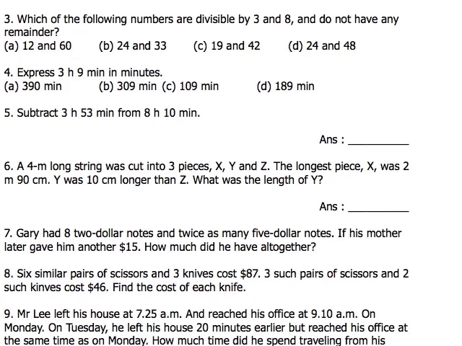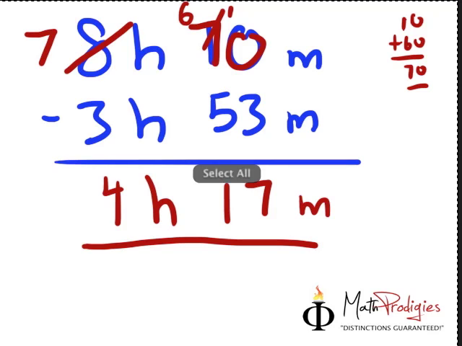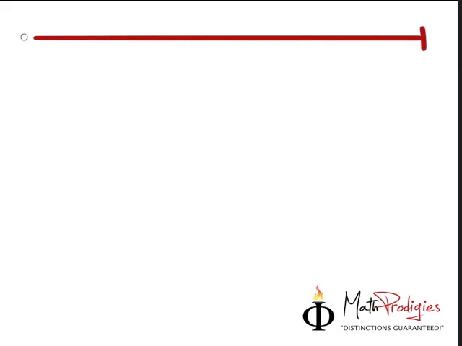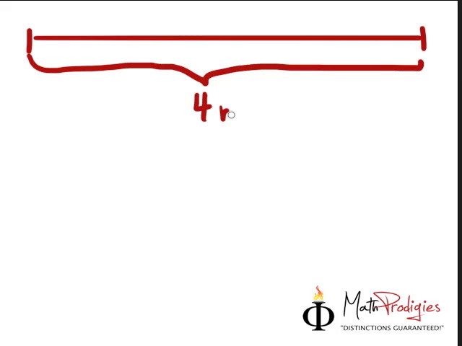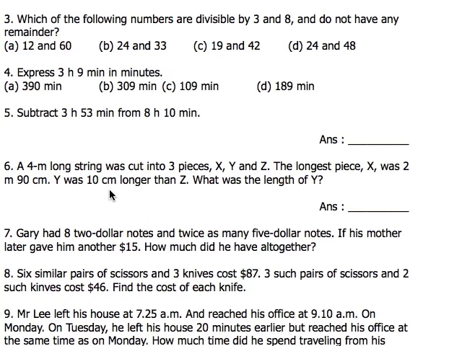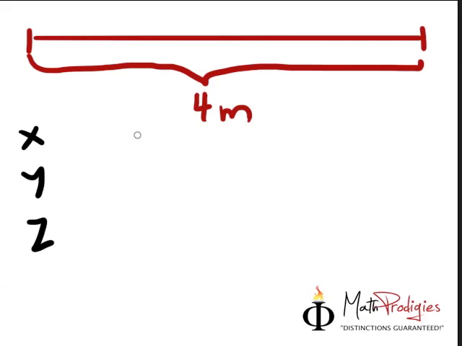So a 4-meter long string wire was cut into 3 pieces, X, Y, and Z. The longest piece, X, was 2 meters and 90 cm. Y was 10 cm longer than Z, and what was the length of Y? So basically, it's saying that I have a very long wire, and this wire is 4 meters long. And then it's divided into 3 pieces, X, Y, and Z. Now, what is X? X is 2 meters and 90 cm.